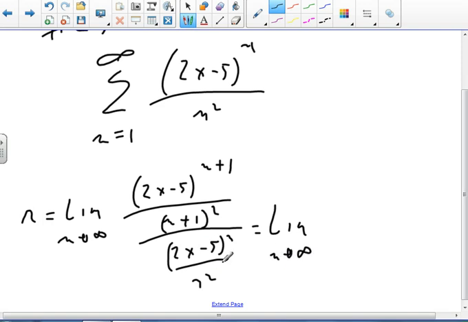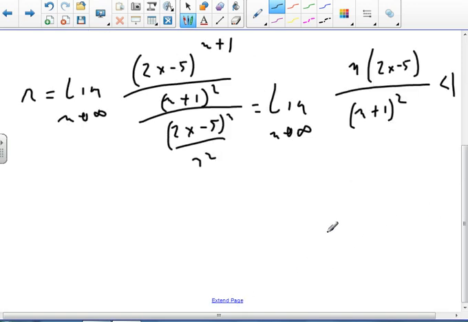I'm going to invert and multiply. Okay, so I've got n times (2x minus 5) divided by (n plus 1) squared, and that all is supposed to be less than 1, is what I'm looking for, that condition.